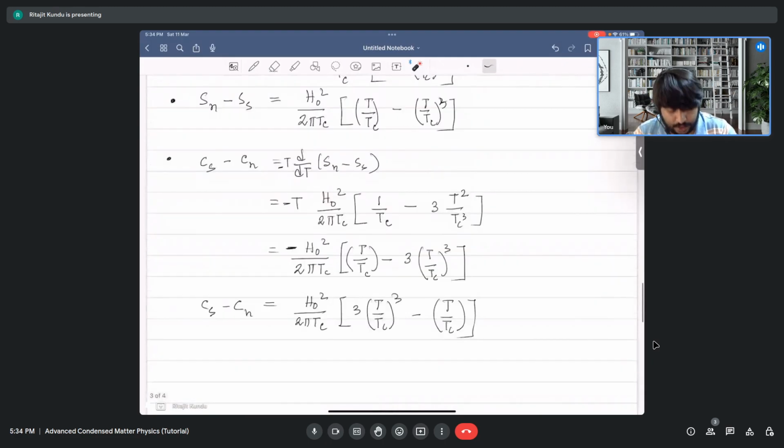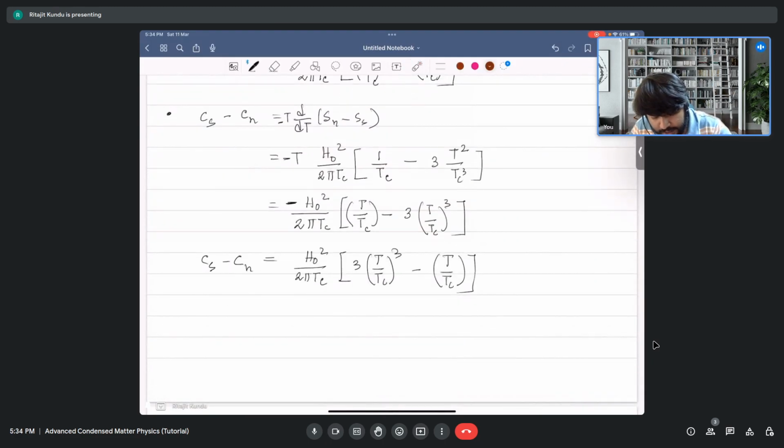Yeah, okay. So now we can see that you can take the difference, and the difference has these two terms which you can take separately and make some sense of those. So let's say Cs is given by h naught square by 2 pi Tc times this 3T by Tc whole cube. And in the normal metallic phase, the heat capacity is given by h naught square by 2 pi Tc times just T by Tc, right?